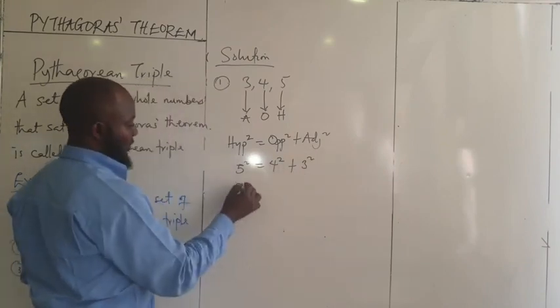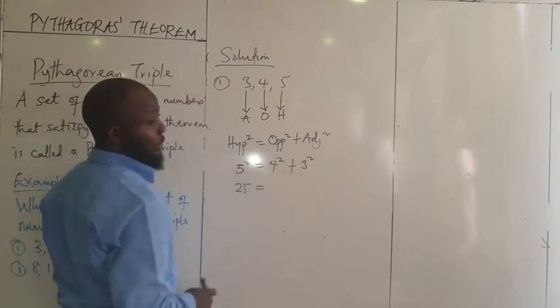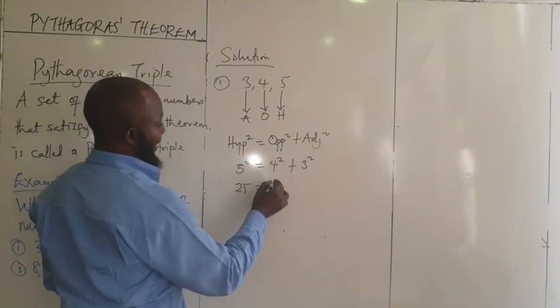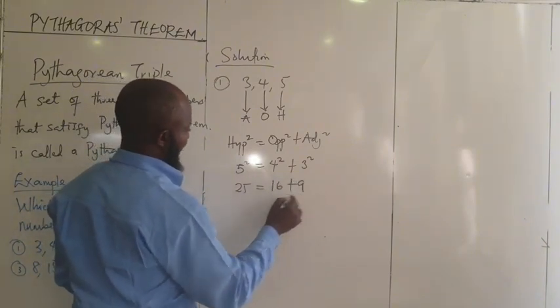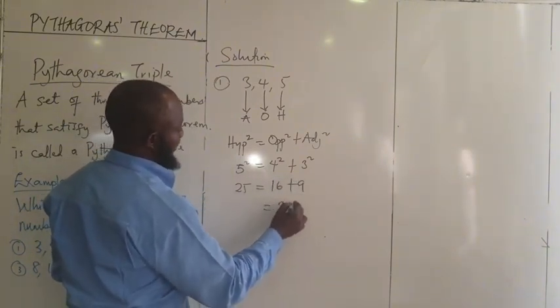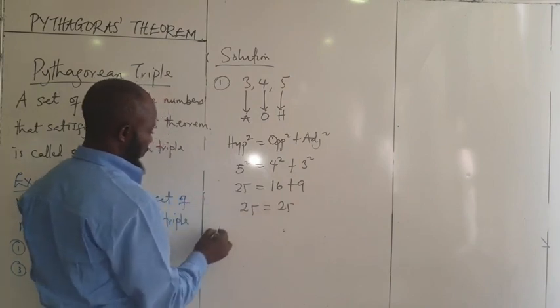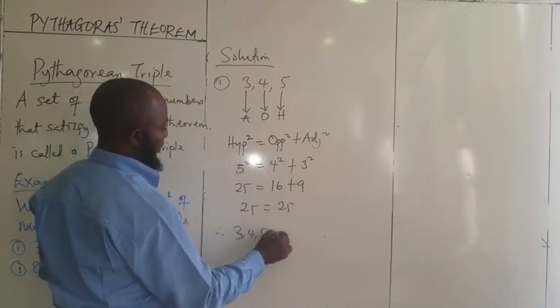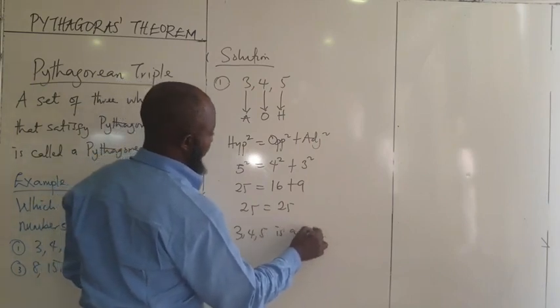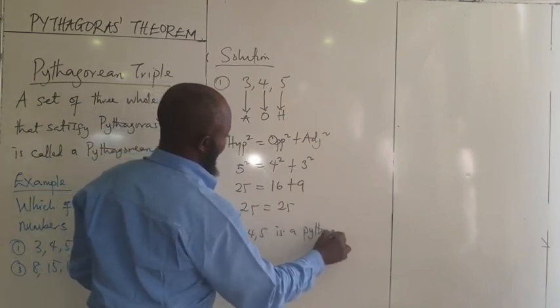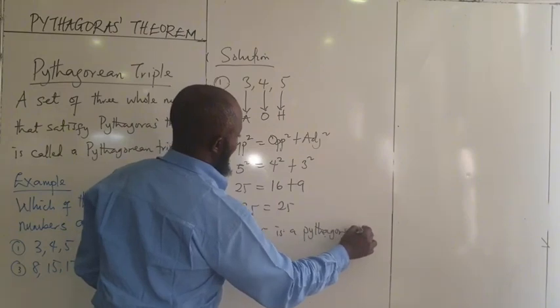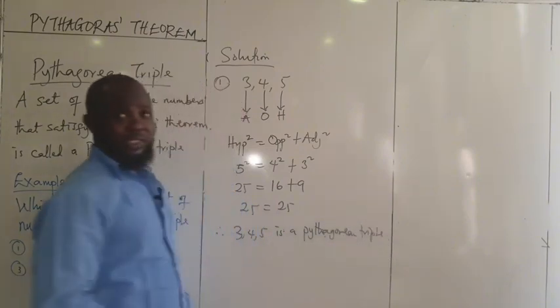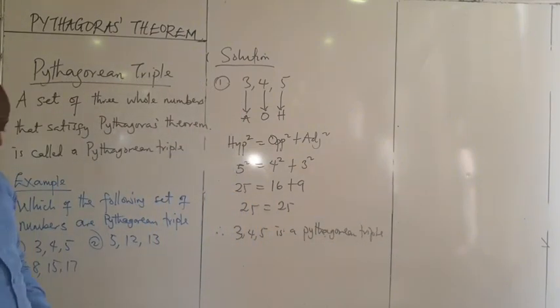This will give us 25. We want to check if this one will give us 25 as well. This is 16 plus 9, and this gives us 25 as well. Therefore, we can say that 3, 4, 5 is a Pythagorean triple. I hope this is very clear. So that is that one.